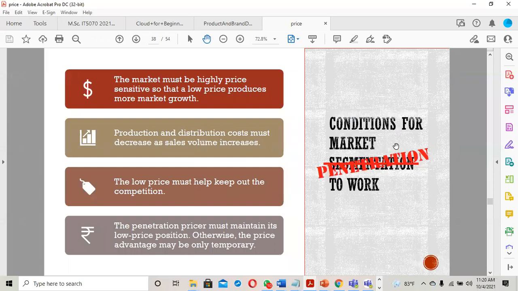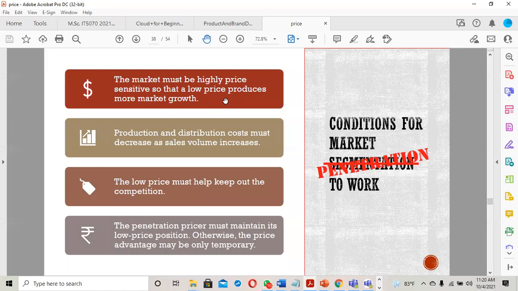So the conditions for market penetration. In my slides, actually, I had made a small mistake here. I had written conditions for market segmentation to work, so that segmentation has to be replaced by penetration. So the market must be highly price sensitive. That means when you lower the price, people should turn in your direction.